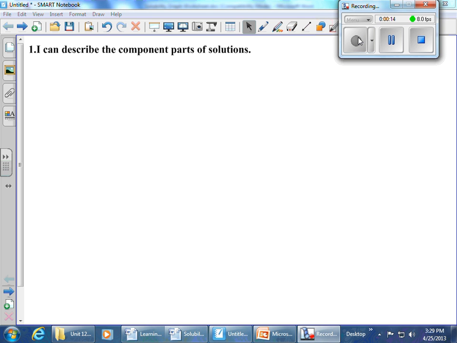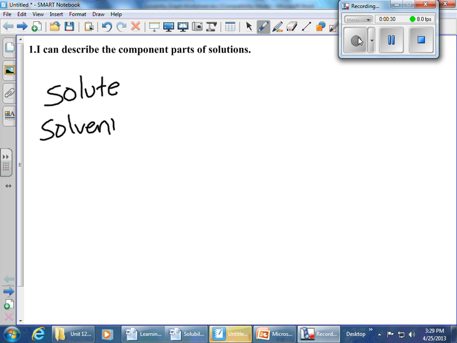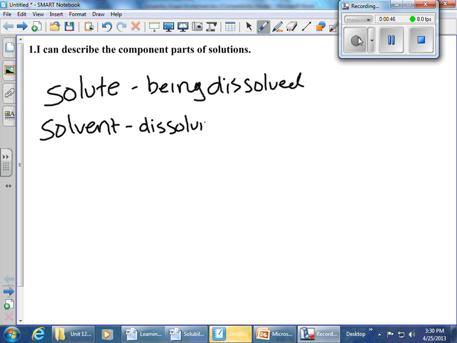So learning target number 1 says describe the component parts of a solution. With a solution, you have what is called your solute and your solvent. Your solute is what is being dissolved, whereas the solvent is the dissolving medium. So what is doing the dissolving?